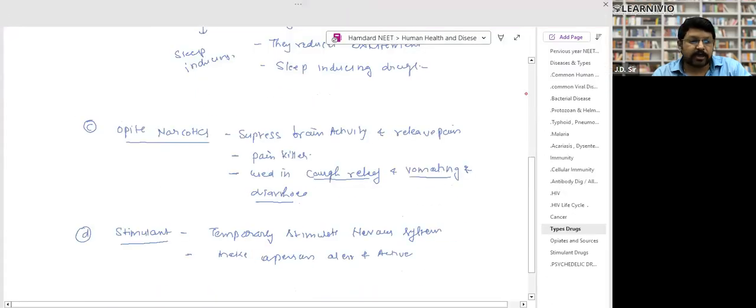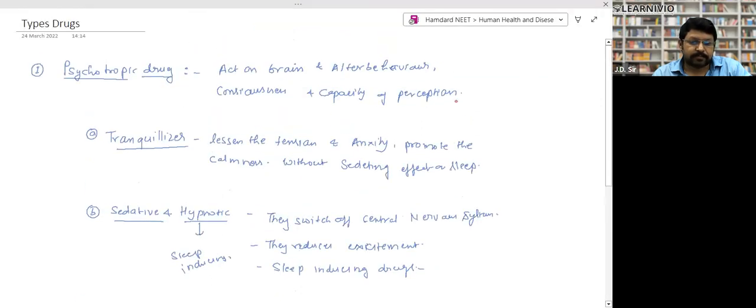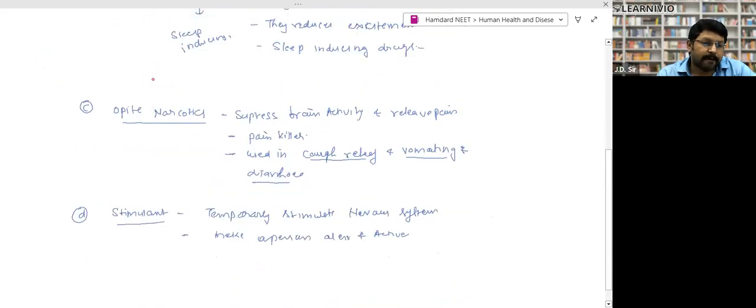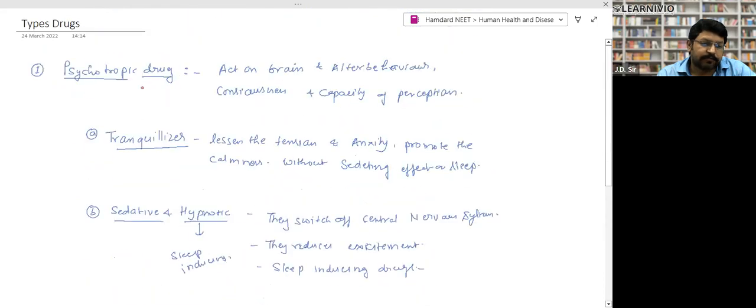Now, the types of drugs. How many types of drugs are found? There are the following types of drugs. The first kind is the psychotropic drug. From the name itself, it is reflected that it acts on the brain and alters the behavior, consciousness or capacity of the person, right?